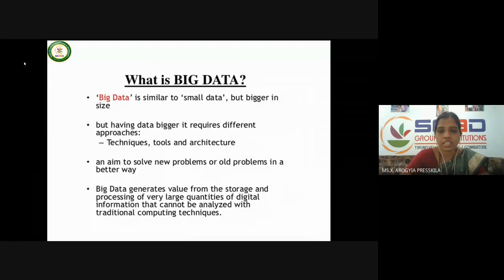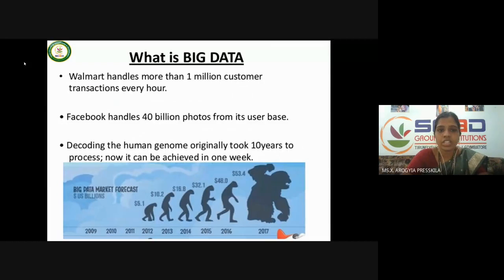Next, we can see what is big data. Nowadays we can share so many data. For example, Walmart handles more than 1 million customer transactions every hour. Facebook handles 40 billion photos that users share. In the earlier stage, decoding the human genome took 10 years to process. Now, with the help of big data, it can be achieved in 1 week.